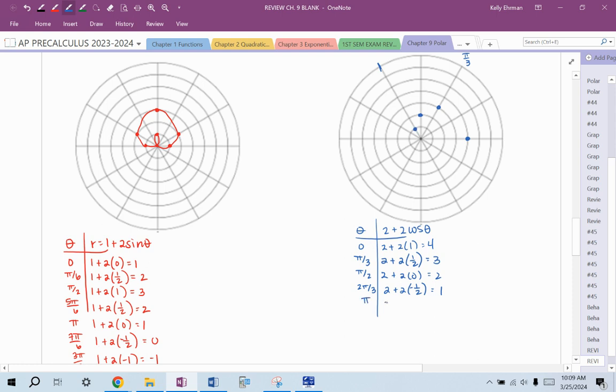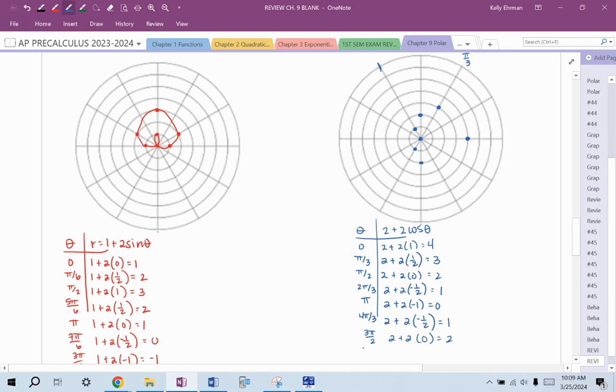Then you're going to put in pi. 2 plus 2 times negative 1 is 0. Maybe at this point you realize it's a cardioid, but I'm just going to keep going. It's only a couple more points, so just keep plugging it in. 2 plus 2 times negative 1/2 is 2 minus 1. So face 4 pi over 3 and go forward 1, but we do have symmetry happening. 3 pi over 2 is 2 plus 2 times 0. Face 3 pi over 2, go forward 2.